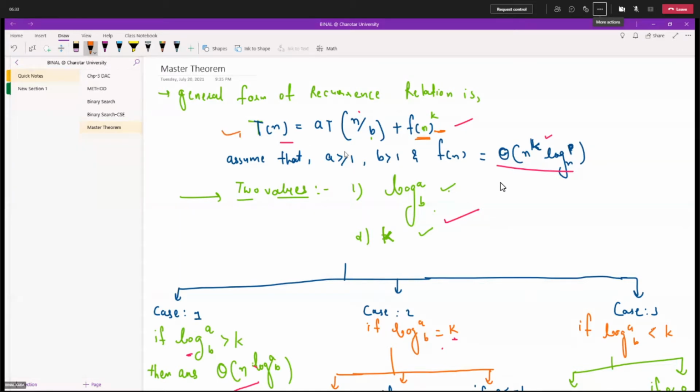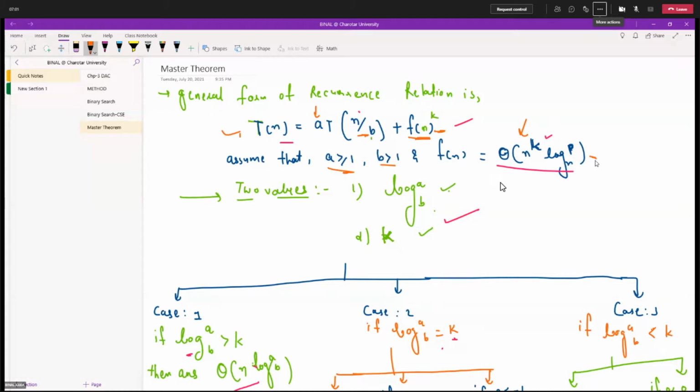So what is the meaning of that, and what do we have to do whenever we are doing the analysis? First of all, assume that the value of a is greater than or equal to 1, always greater than or equal to 1, which is not 0. For b, the value is greater than 1, and the f(n) function is theta of n^k log^p n. So this is your function f(n), right?